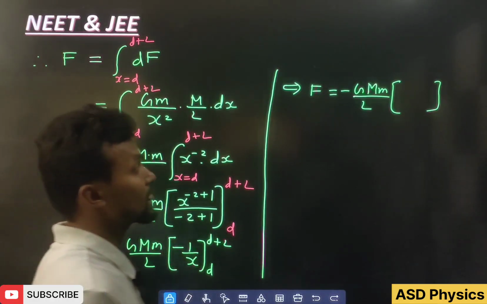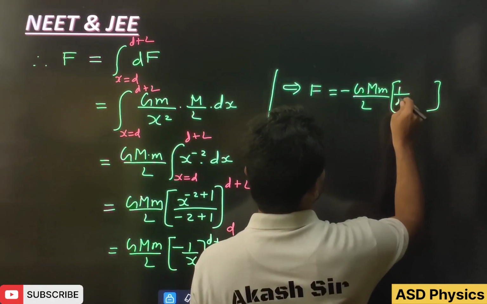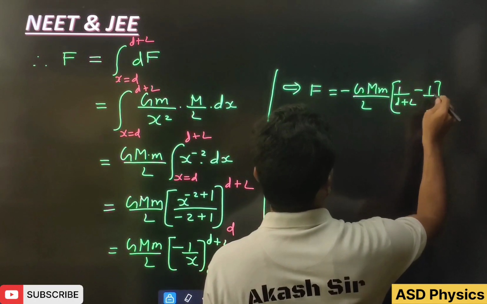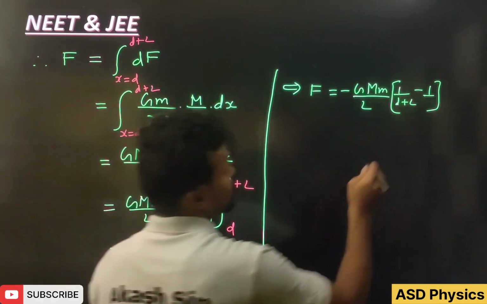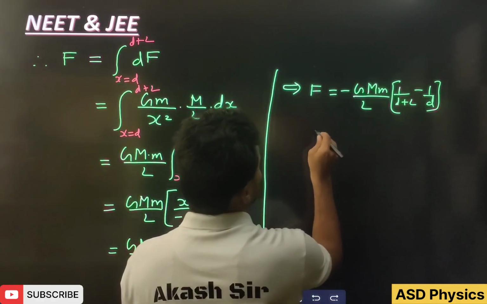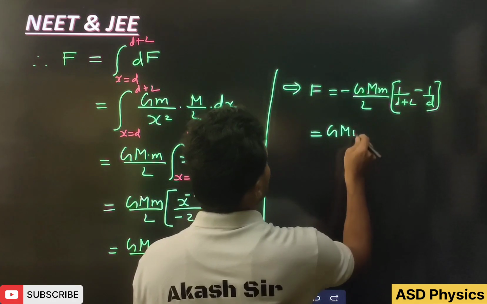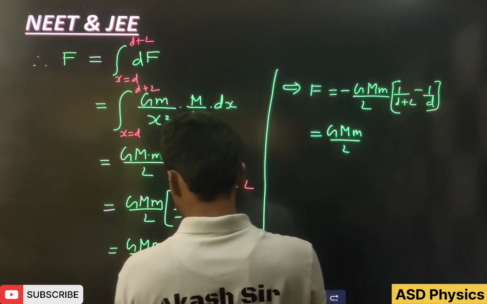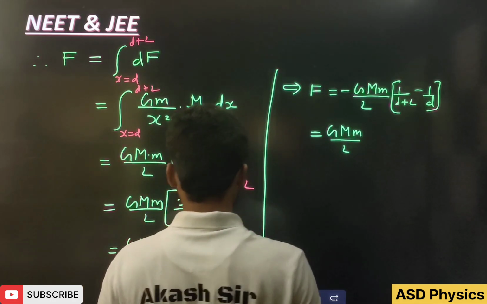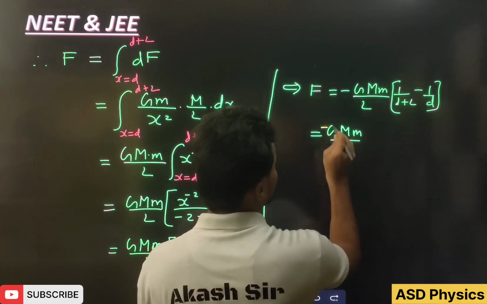So first we'll put the upper limit. So this will become 1 by d plus L. Then I will put the lower limit. Then this will become d here. Is it? So what we can write here? Kindly see, G capital M is small m by L. Anyhow, minus is there. This minus I have taken outside. Correct now? So see, minus is there.